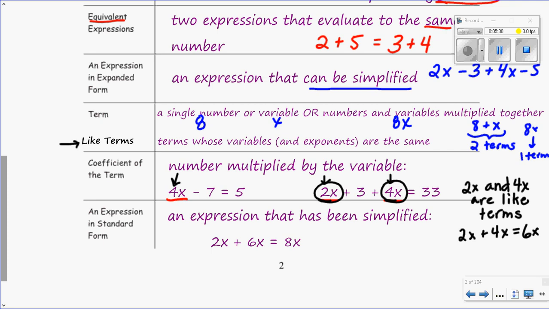Okay, and the last one is an expression in standard form, and that's just simplifying it as much as you can. 2x plus 6x could be simplified to 8x because you have a positive 2x and a positive 6x. They are like terms, and you combine them to make 8x. Again, a lot of these examples are simple just for you to get an overview of them.